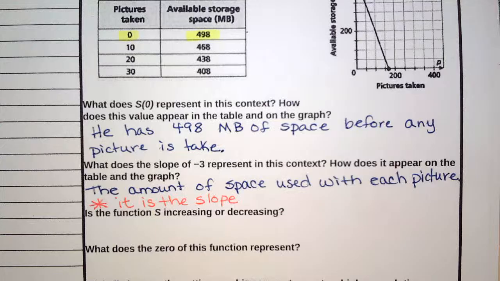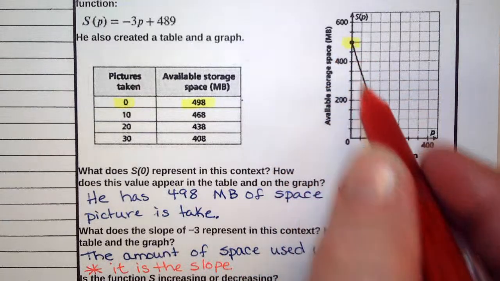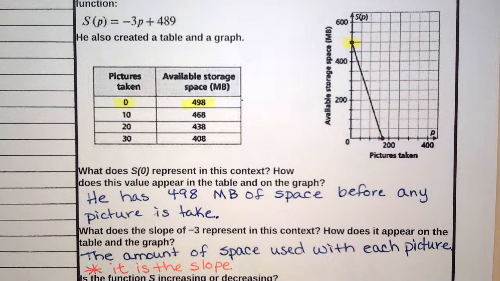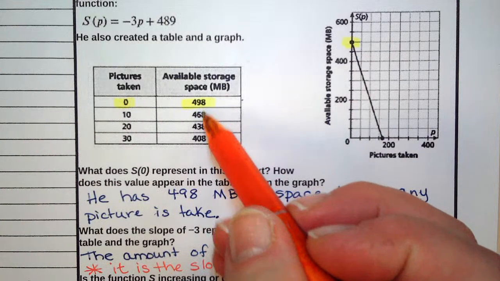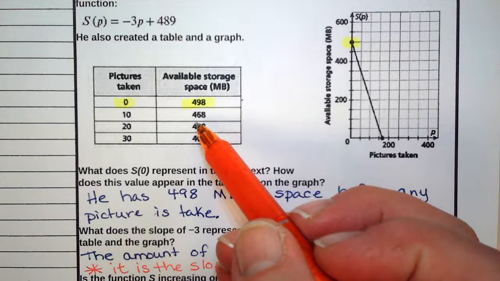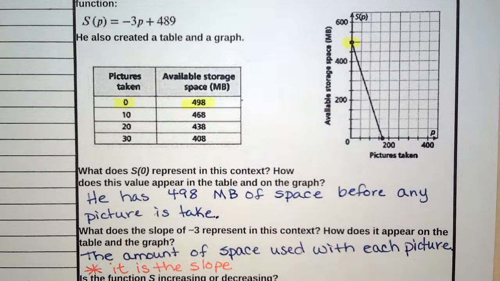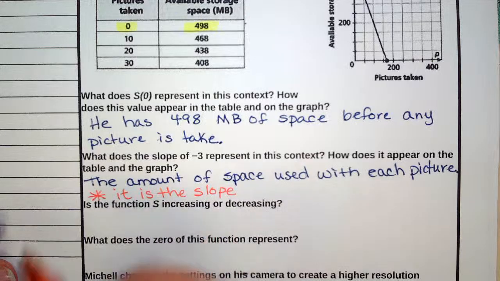Is the function increasing or decreasing? What do you think? Looking at the line, is that a positive or negative slope? It's a negative slope. You're going from 498 to 468. It is decreasing.